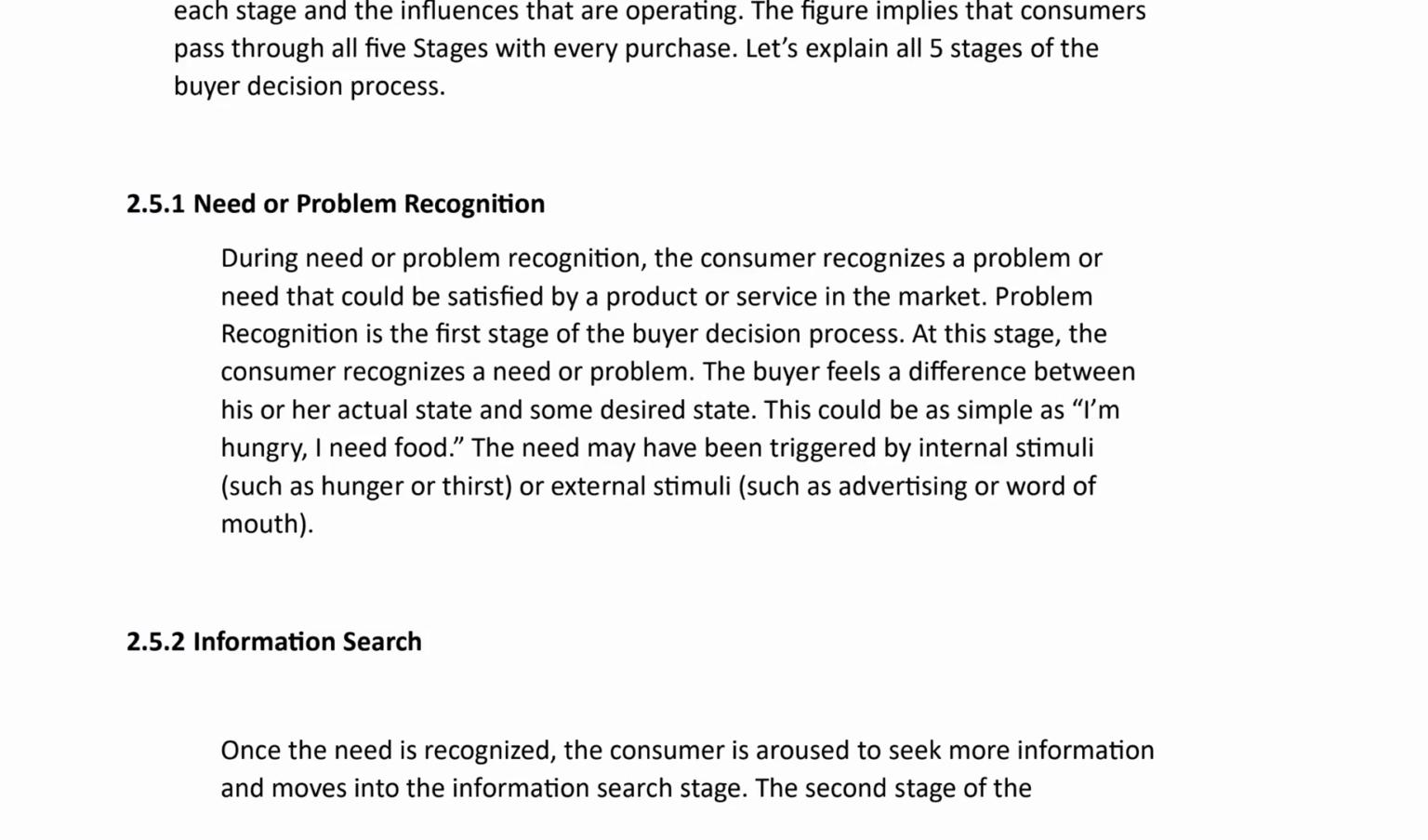Do we have any example? Any other example from anyone else? The need, the problem recognition stage. A practical example.